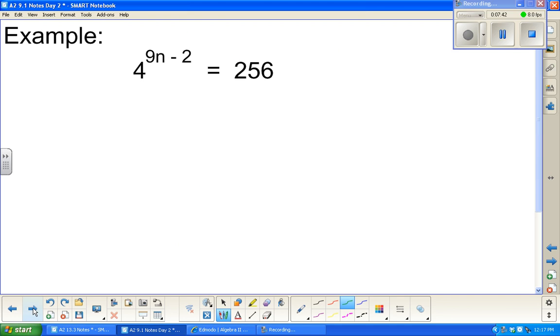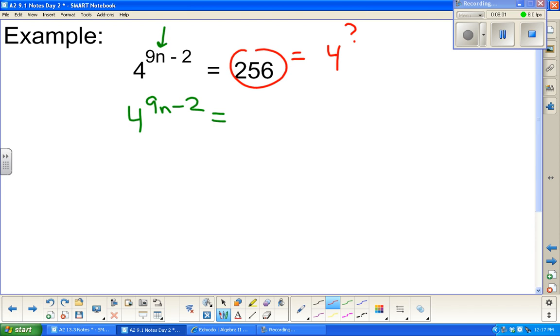Okay, so let's set up another one here. Again, same kind of thing. We recognize it's an exponential. There's a variable built into the exponent somewhere. So let's see if we can rewrite the other side, the 256. Okay, does that equal 4 to some power that we can rewrite it as?